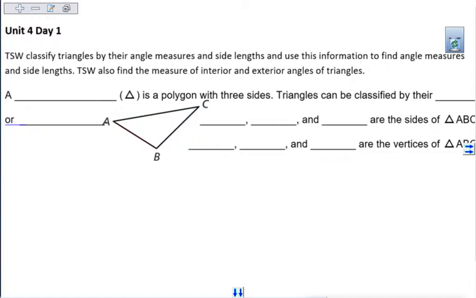Today we are looking at triangles, all the different kinds, and what we know about triangles. So first off, remember that a triangle is a polygon with three sides. And our symbol for a triangle is a triangle. And triangles can be classified, another word for classified is named, by their sides and by their angle measures.